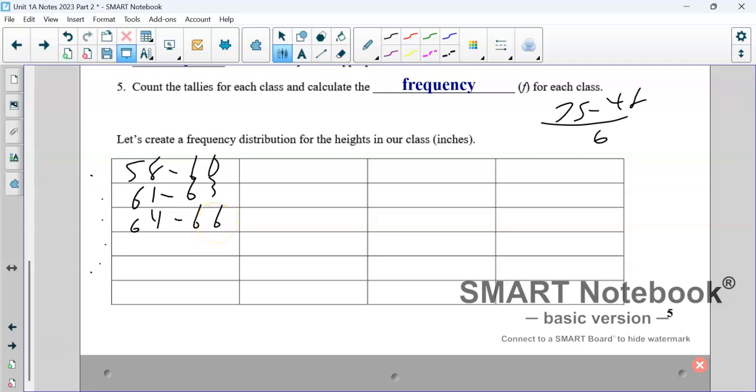Again, this is not 2. This is actually 3. 67 to 69. 70 to 72. And then 73 to 75. And let's say we're going through the list and go, okay, we had 1 here, 1 here, 1 here, another 1 here, then another 1 here. And then we were just going through and tallying, like so. And I'm just going through as if this was a real class, and how many kids we have.